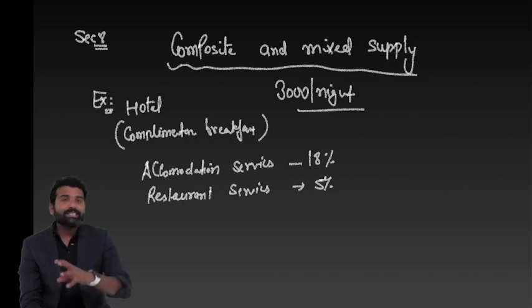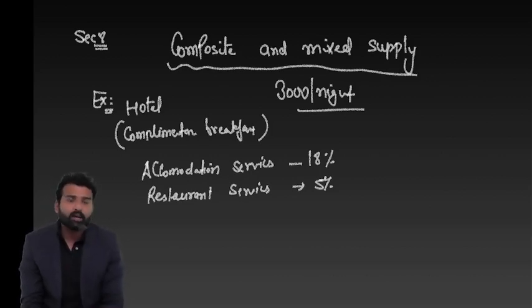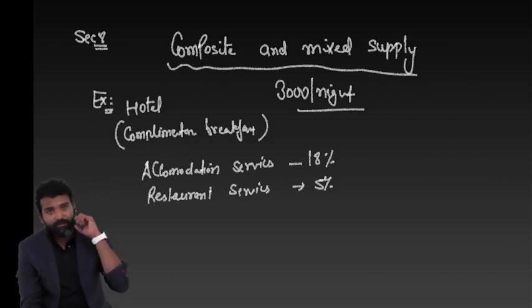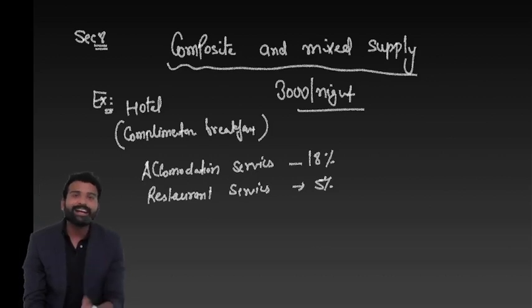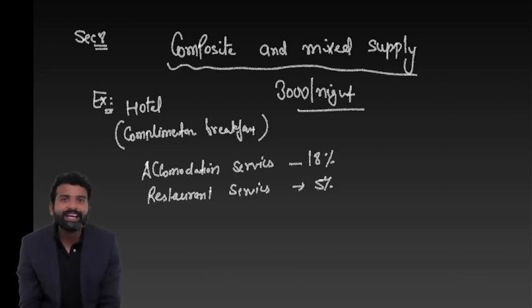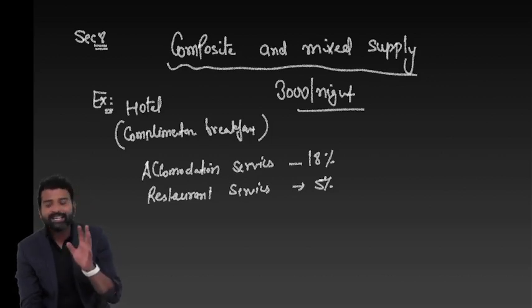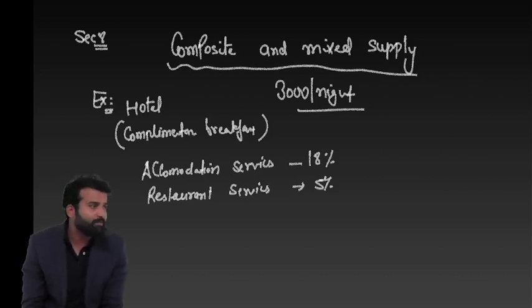But the question is, there is no segregation because the price I am paying is combined. I am not separately paying for breakfast. I am just paying for the hotel, and I am getting the complimentary breakfast. So from here the question arises: how can I charge GST? When I prepare the bill, how will I calculate GST in such a case? This is an example of composite and mixed supply.